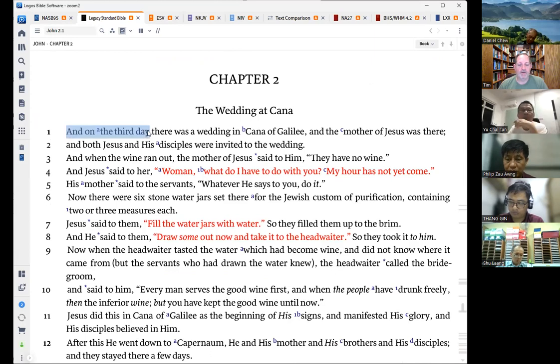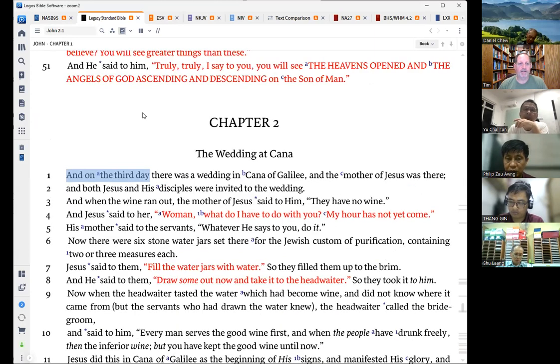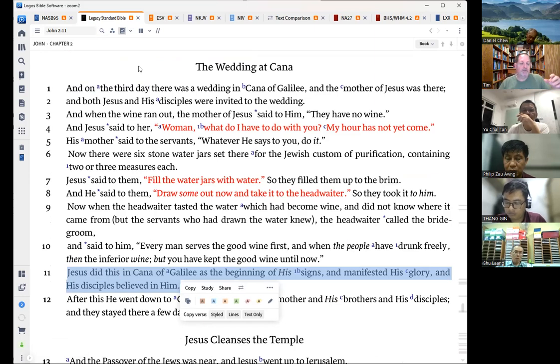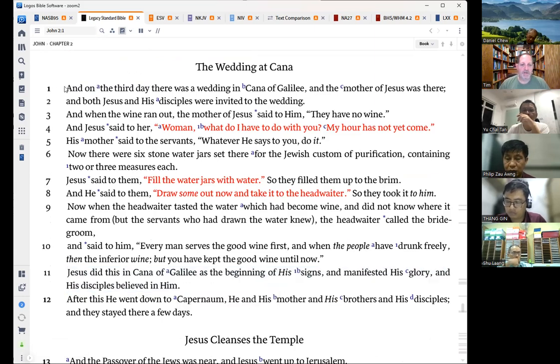So it says on the third day. So there's a connection. Okay, what is that, the third day? The third day from the events of chapter 1. So after chapter 1, which focuses on the identity of Christ as the Messiah, the Son of God, John moves us to three days later and this wedding feast, where he gives us the first sign, right, that he describes in verse 11. So, okay, we can see the connection here, but really the only conjunction is the phrase "and on the third day."